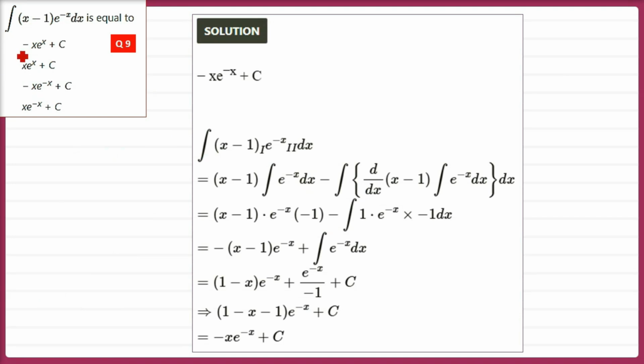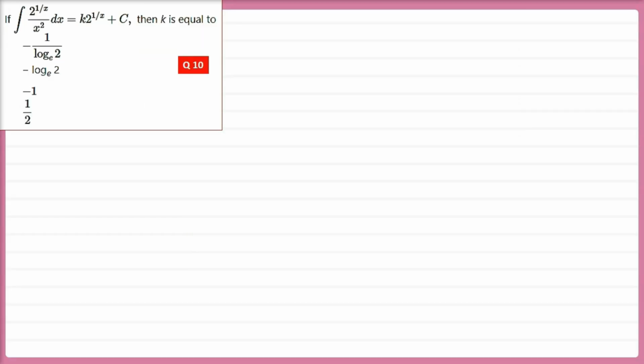So this question is a different question because this is not a simple integration of two expressions. Now the integral of 2 raised 1 by x square dx is equated to k into 2 raised 1 by x plus constant of integration. So the integration on the left is the result of that one. That means we'll find the result and we'll try to equate it with k into 2 raised 1 by x. Whatever is coming in front of 2 raised 1 by x, that will be our answer.